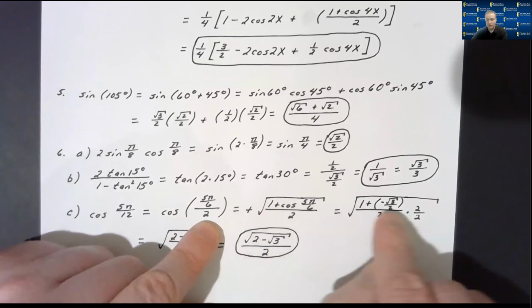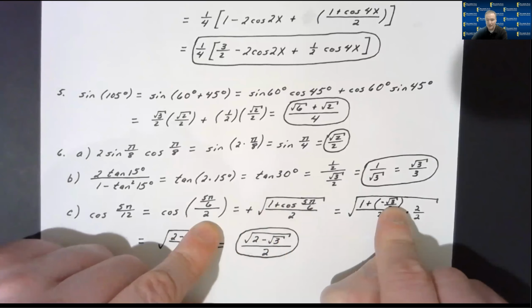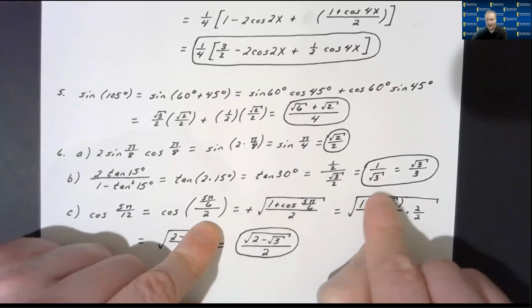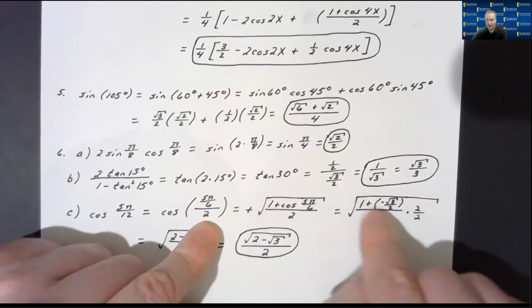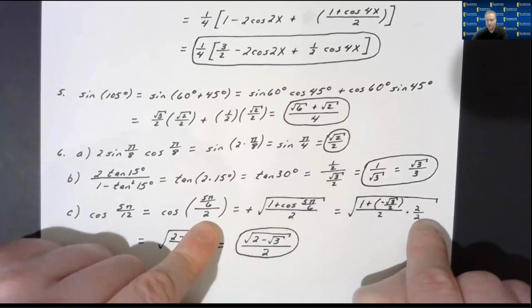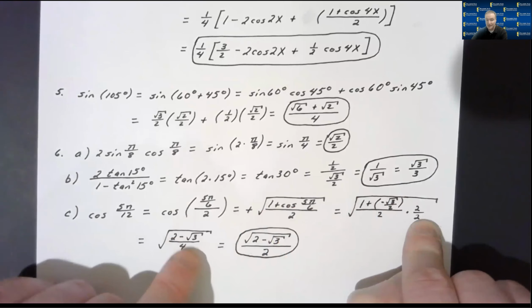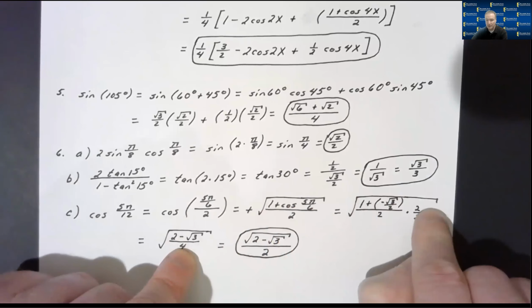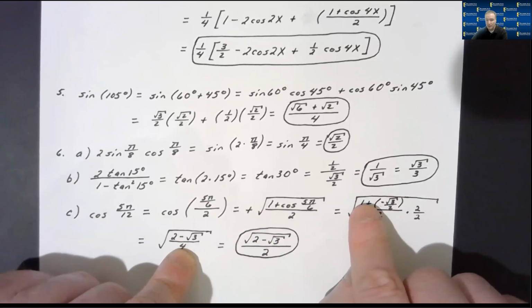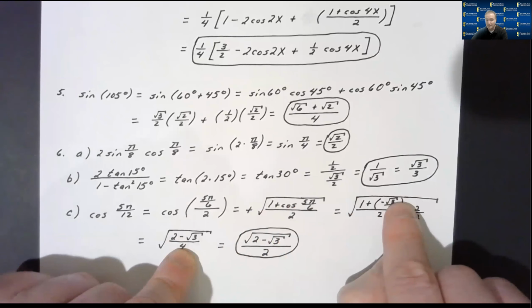Now I plug in the cosine of 5 pi over 6, negative square root of 3 over 2. I simplify this compound fraction by multiplying by 2 over 2 on the inside. Of course, that gives me a 4 in the denominator. In the numerator, it would give me 2 minus the root of 3.